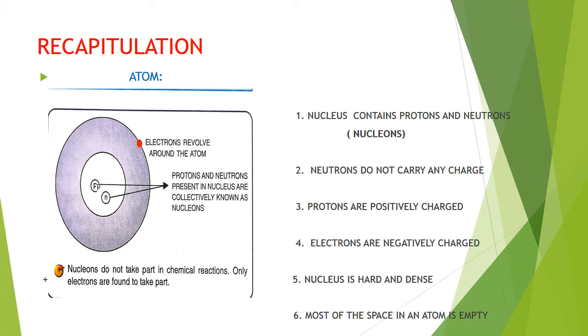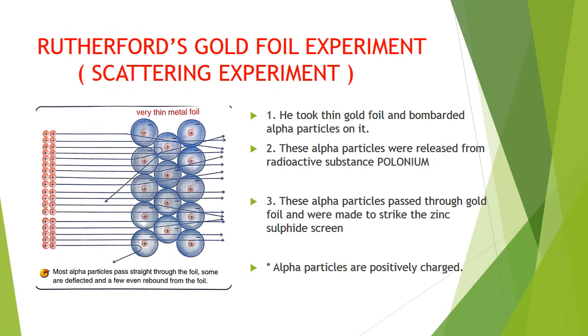Now, let's quickly summarize these important terms related to atom. That is, number 1, nucleus contains protons and neutrons, collectively called nucleons. Neutrons do not carry any charge. Protons are positively charged. Electrons are negatively charged. A nucleus is a small entity with respect to an atom and it is centrally located. It is said that nucleus is hard and dense and the entire mass of an atom will be concentrated in the nucleus. And it is also said that most of the space in an atom is empty.